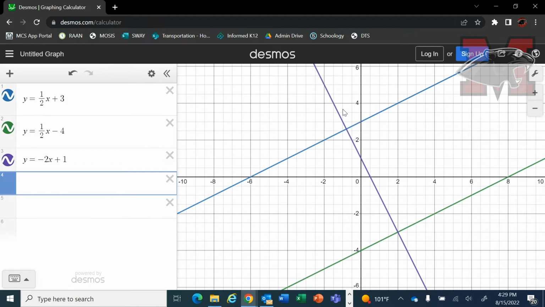Now remember from geometry, you could prove that if this is 90 degrees, then alternate interior angles are congruent. So you can go, this is 90 degrees, this is 90 degrees, therefore this is 90 degrees. So you could prove that through geometry as well, okay? But we know from algebra mathematically that opposite reciprocals are perpendicular lines.